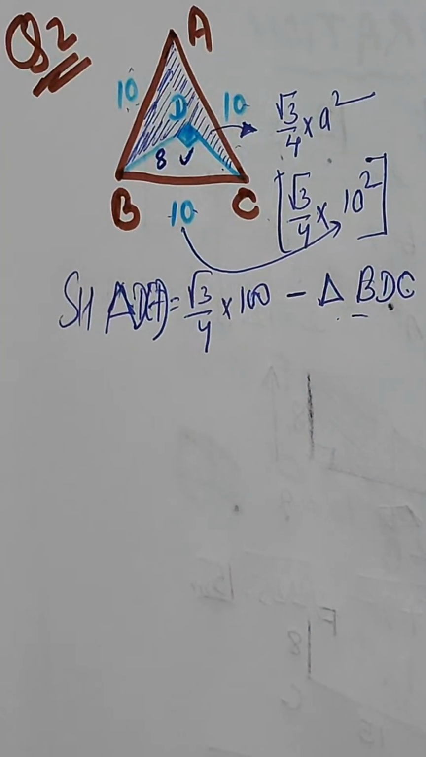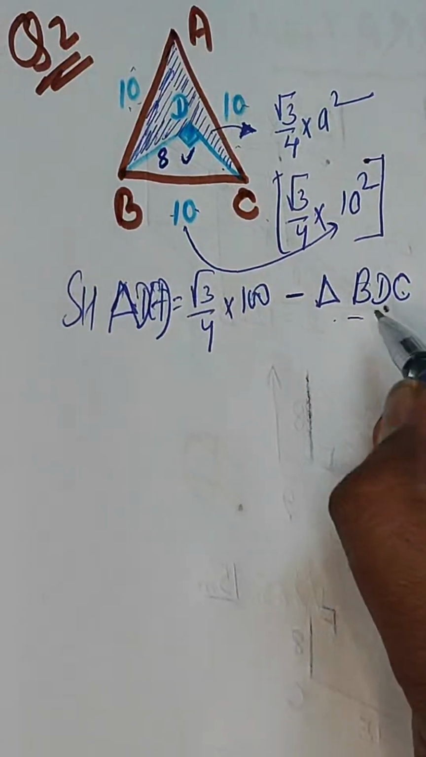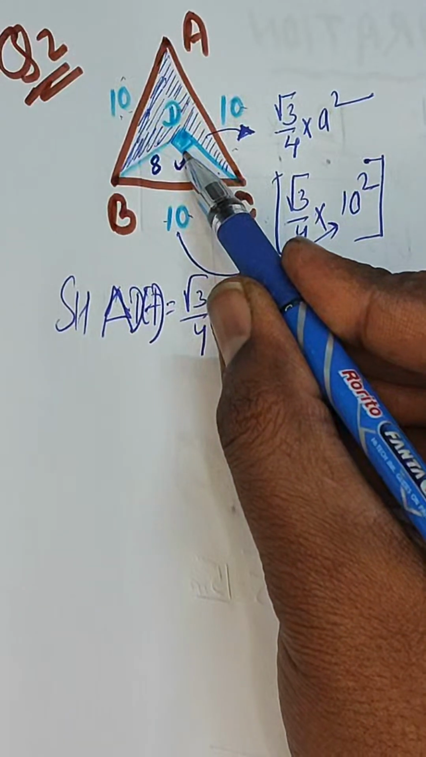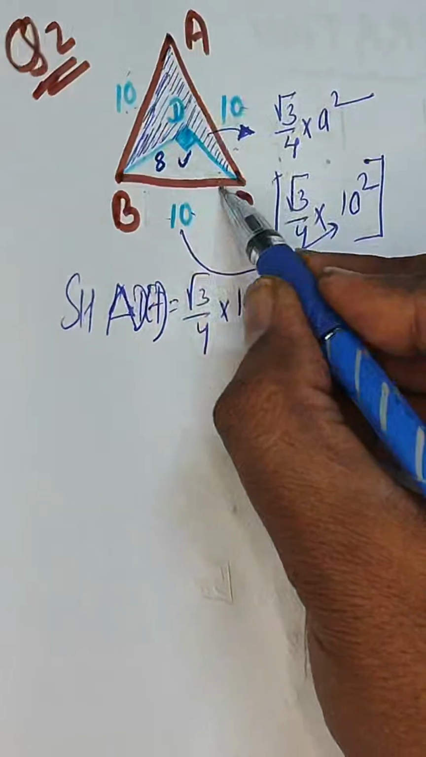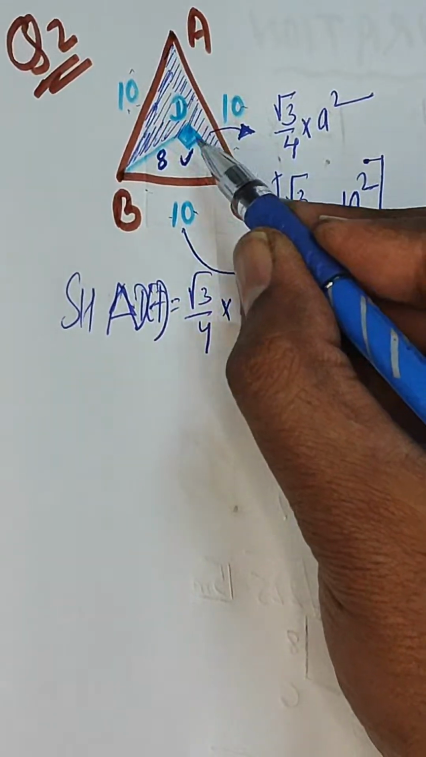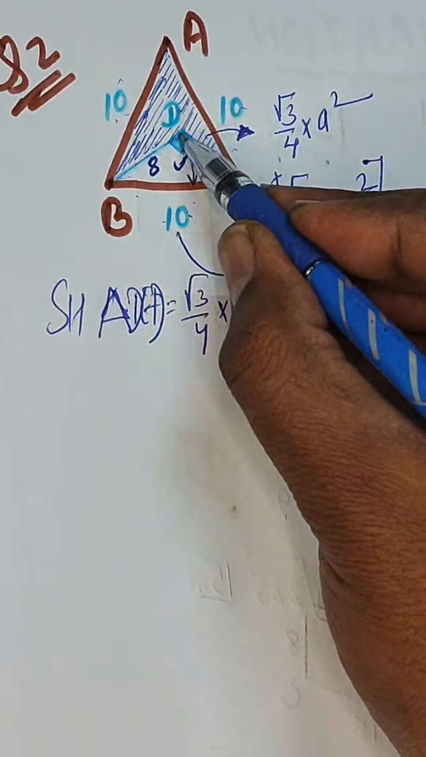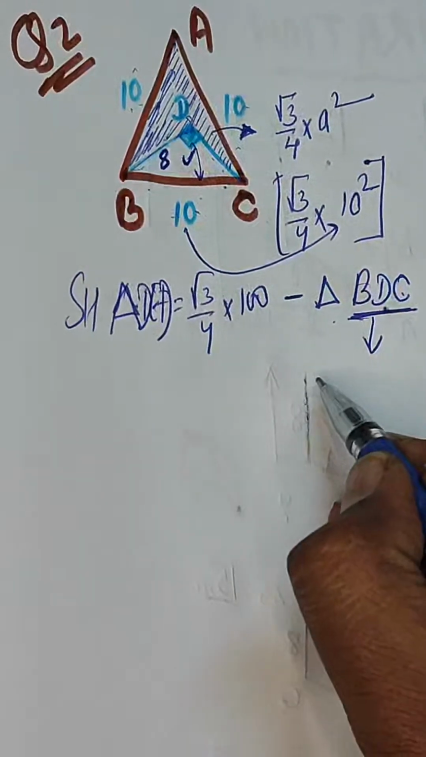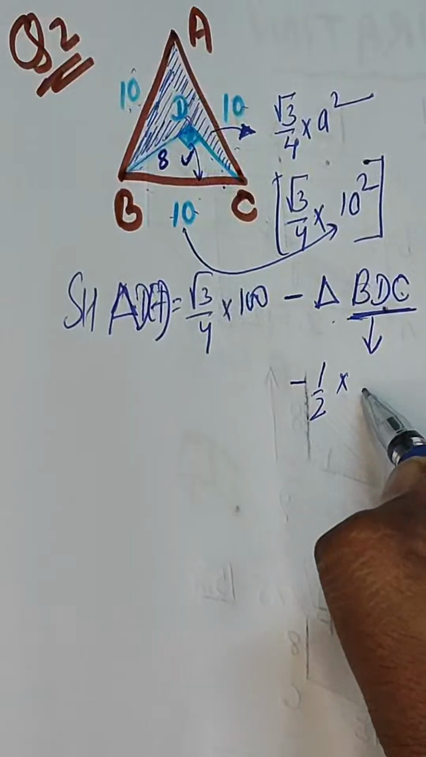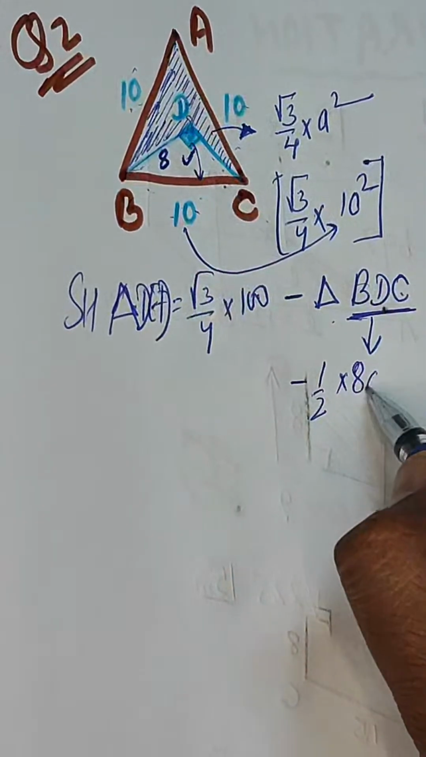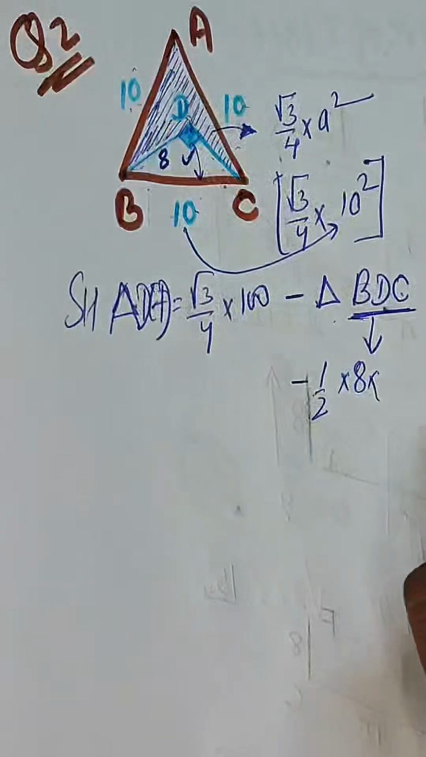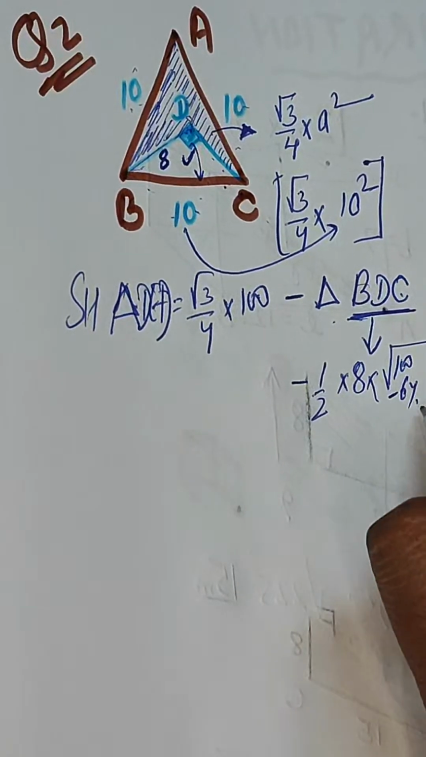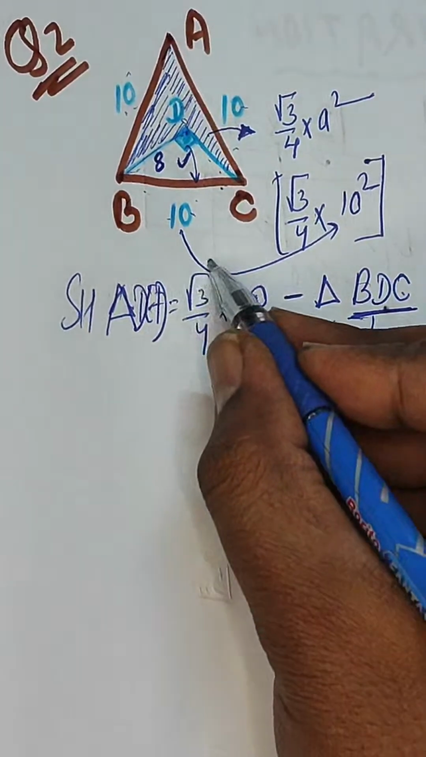To calculate the area of the triangle BDC, you know this is a right angle triangle, right? The hypotenuse is 10, opposite to the 90 degrees. You know BD, so calculate CD, and if you know CD and BD, then the area of this right angle triangle BDC is equal to half into base into height. So half into 8, and this CD can be calculated as root over of 10 squared, that is 100, minus 64. So this is coming as root over 36, which is 6.